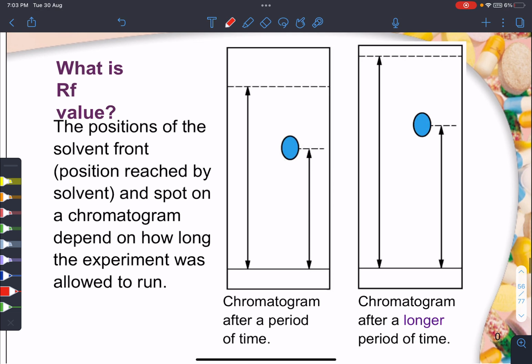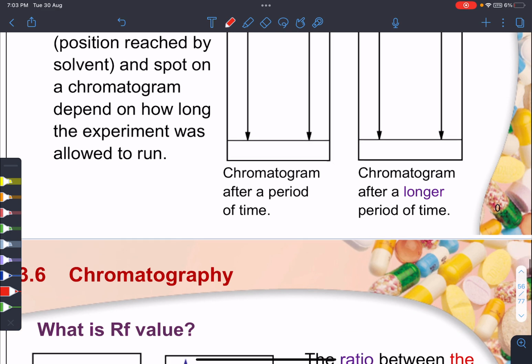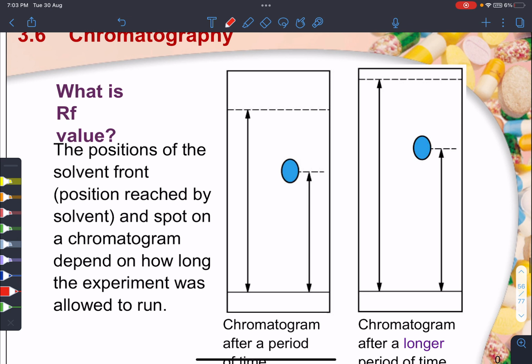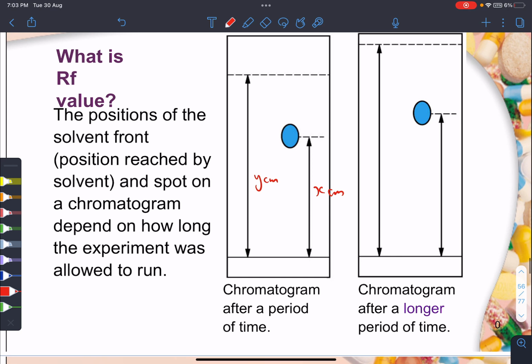Okay, now you learn how to calculate the Rf value. So basically, let's say in this case this is X cm, and this is Y cm. So Rf is basically the distance traveled by your component, or the spot, over the solvent front. This is actually the only calculation you need in chromatography, so you need to copy this down.